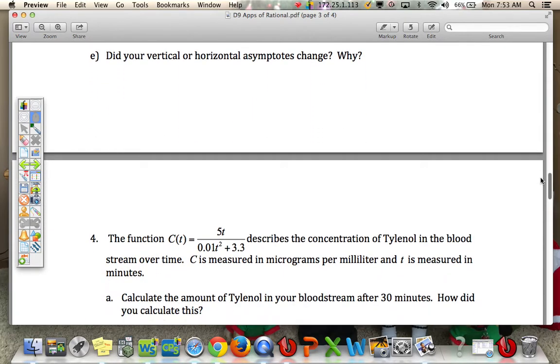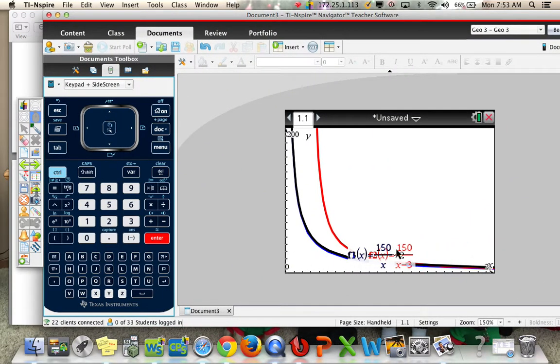Did your vertical or horizontal asymptote change, and why? So if it's up 2, then it changes our horizontal asymptote. It shifts that up 2 as well.